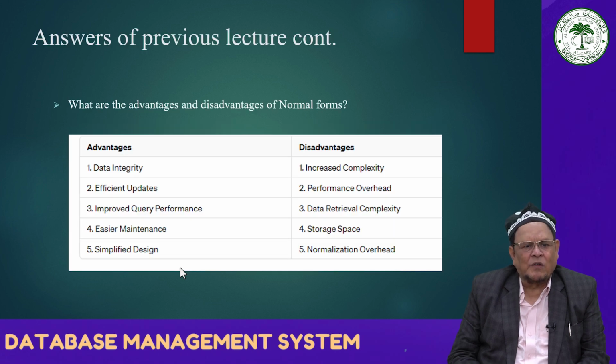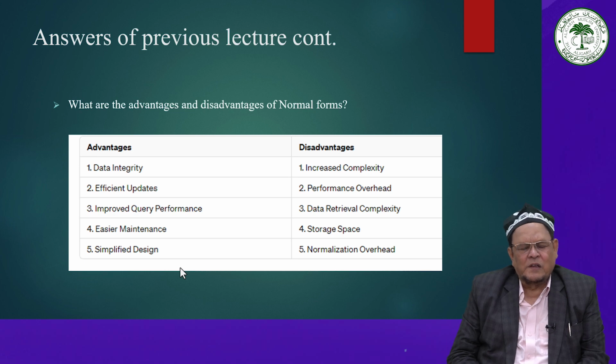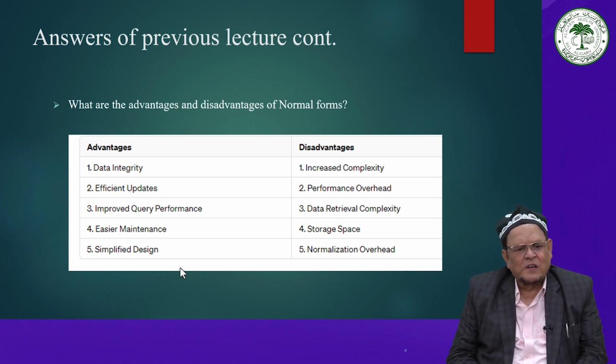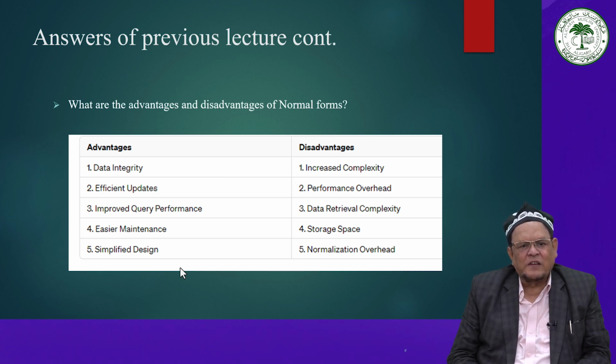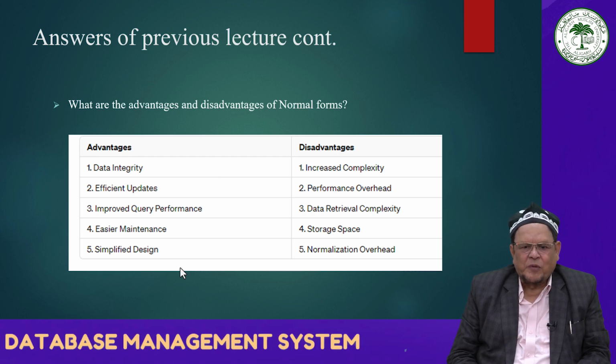The next question was, what are the advantages and disadvantages of normal forms? On the screen you can see advantages on one side and disadvantages on the other. Advantages: data integrity, efficient updates, improved query performance, easier maintenance, simplified design. And the disadvantages are increased complexity, performance overheads, data retrieval complexity, storage space, and normalization overhead.